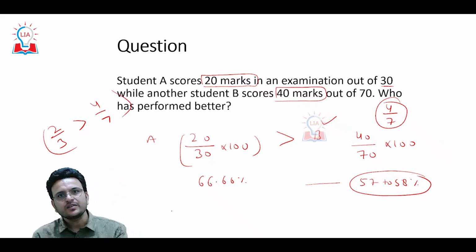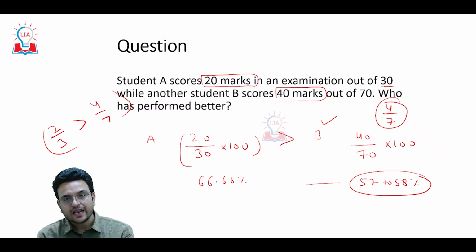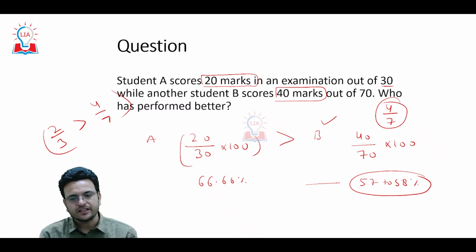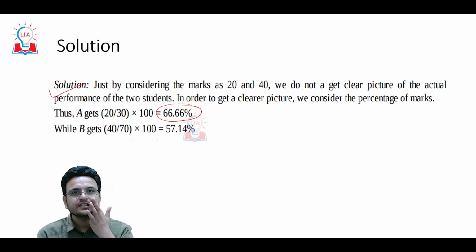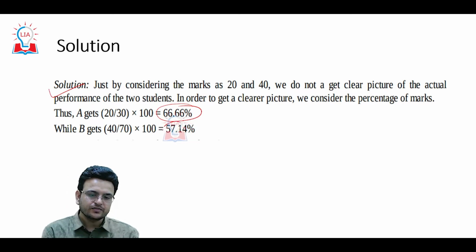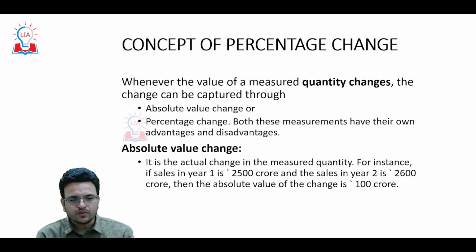So expression of ratio in standard format is the percentage that will simplify the ratio. Now you can see the solution here also. A is 66.66% and B is 57.14%. Now come to one more question.